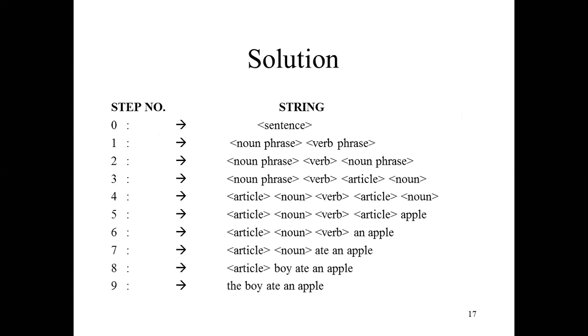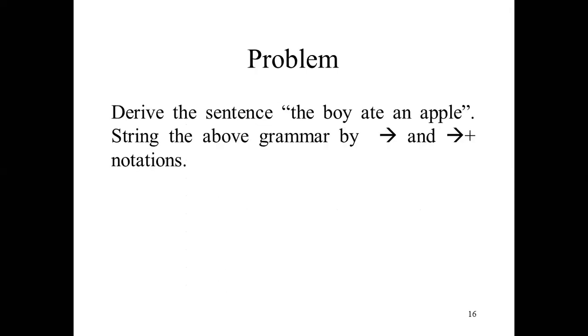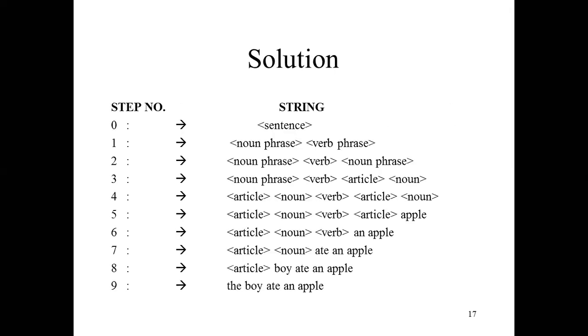Now come to this. So you can write like this, as I am showing here: step number 0, 1, 2, 3, and so on, and string. So here you can see 0 steps. At 0 steps, it is a complete sentence. Okay, the boy ate an apple, it is nothing but a sentence. We can write sentence here. So at 0 step, it is a complete sentence.